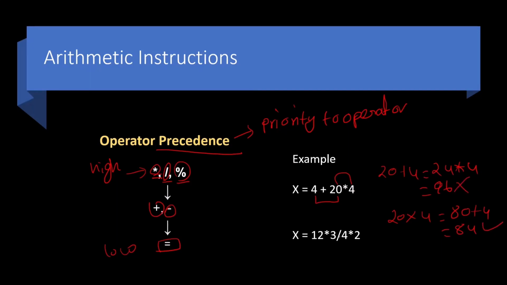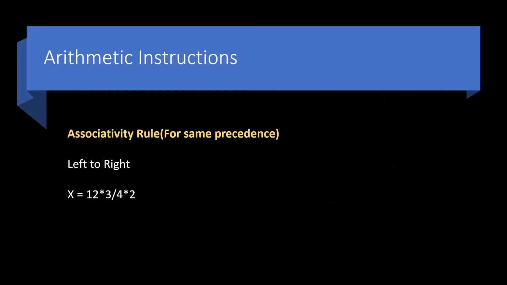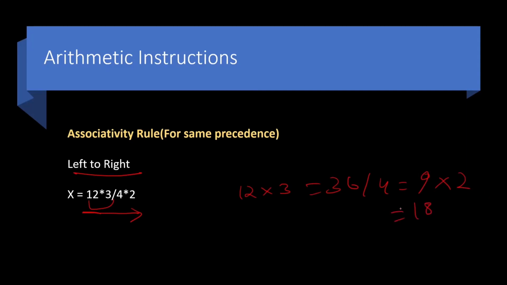And after that you can see this type of expression, how it will evaluate. In this case we have the associativity rule, which goes from left to right. It means we start calculation from the left and it goes to the right. First it will multiply this 12 into 3, which is 36. 36 divided by 4 gives us 9. 9 into 2 gives us 18.